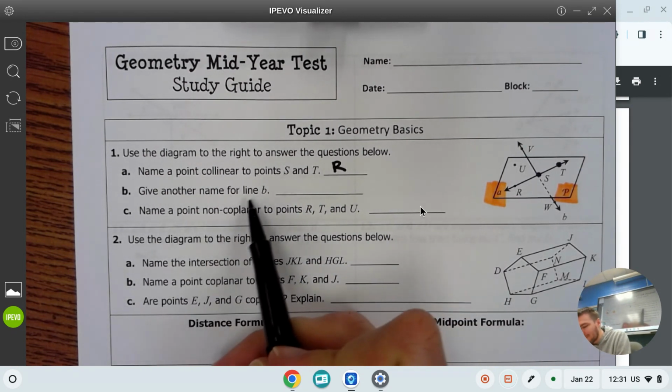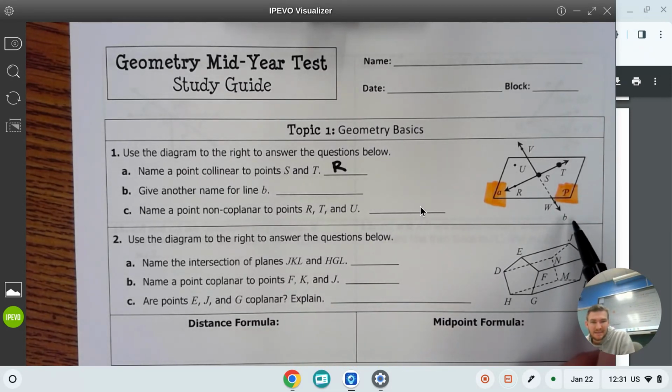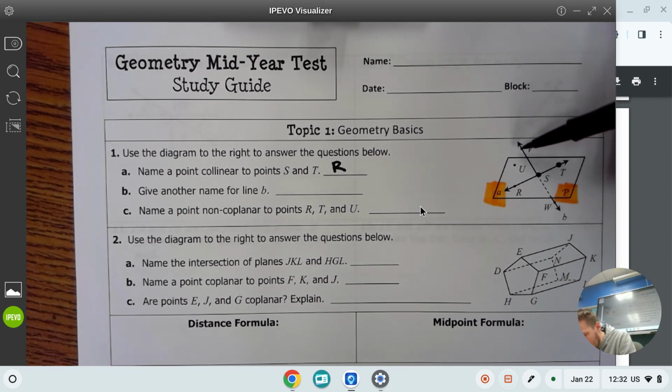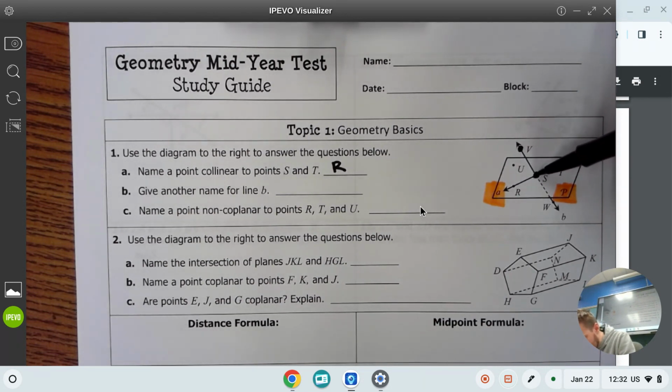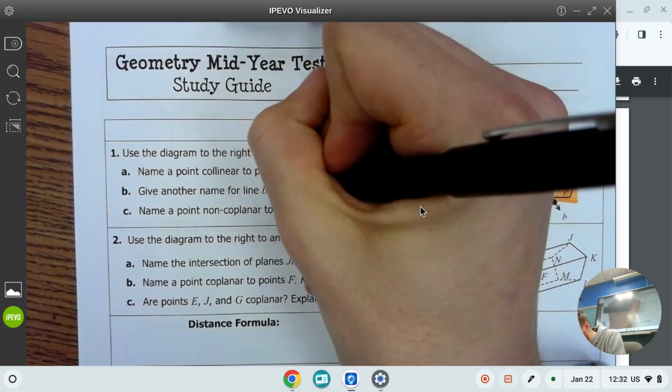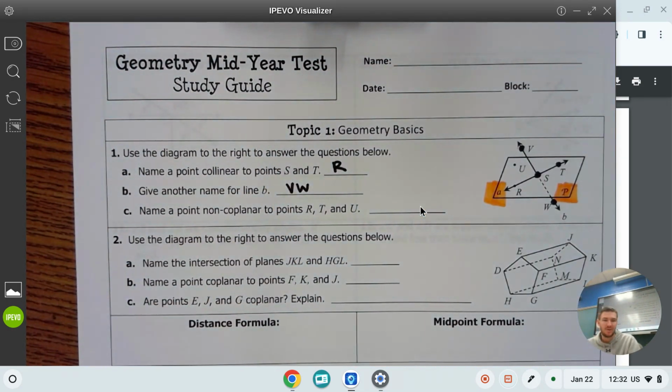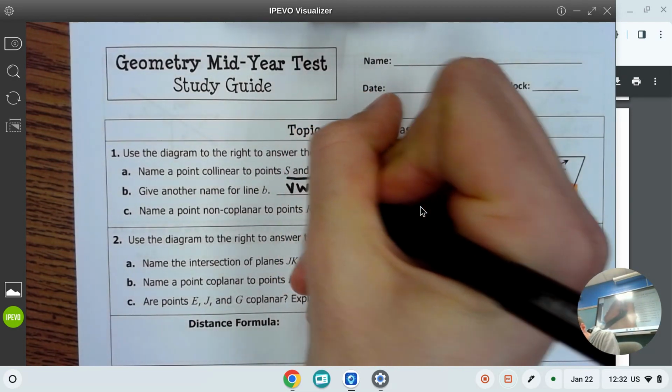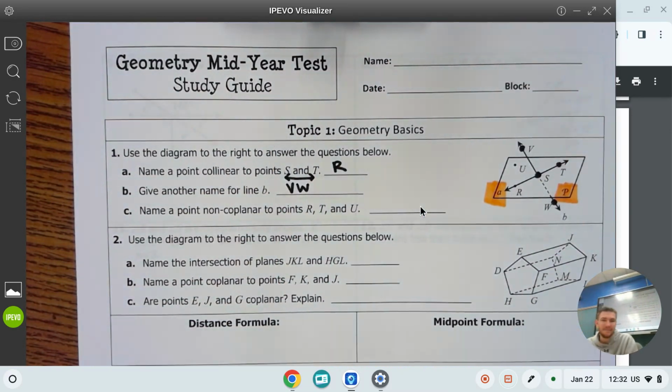Give another name for line B. So here's my lowercase line B. I can see that line B is working with these 3 points, V, S, and W. What do you want to call line B? Sure, you could call it VW. That works great. And remember, we want to put a line on top with some arrows because that means it's a line. But there are other things you could call it. You could call it VS, SV, WV, WS, SW. There's a whole bunch of different options. It's got to have 2 letters. It's got to have that line on top.